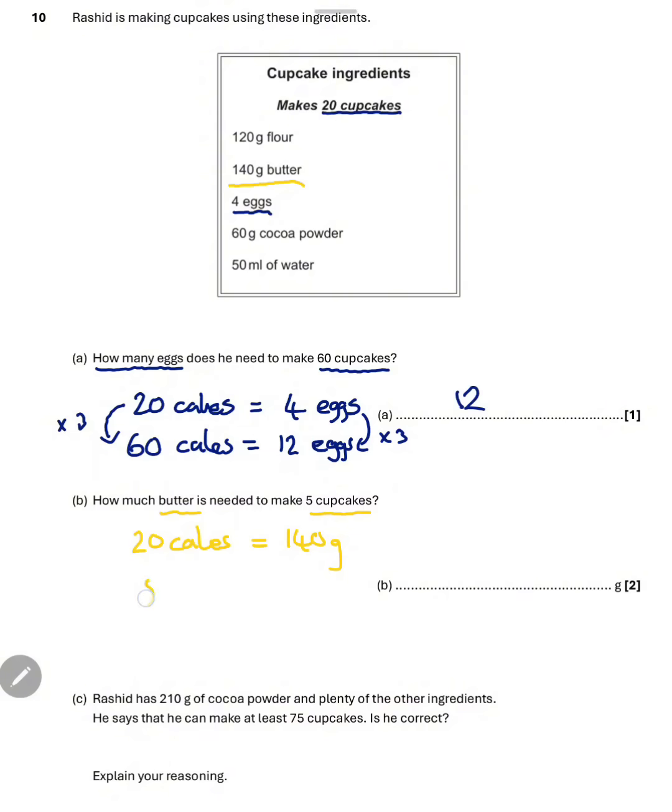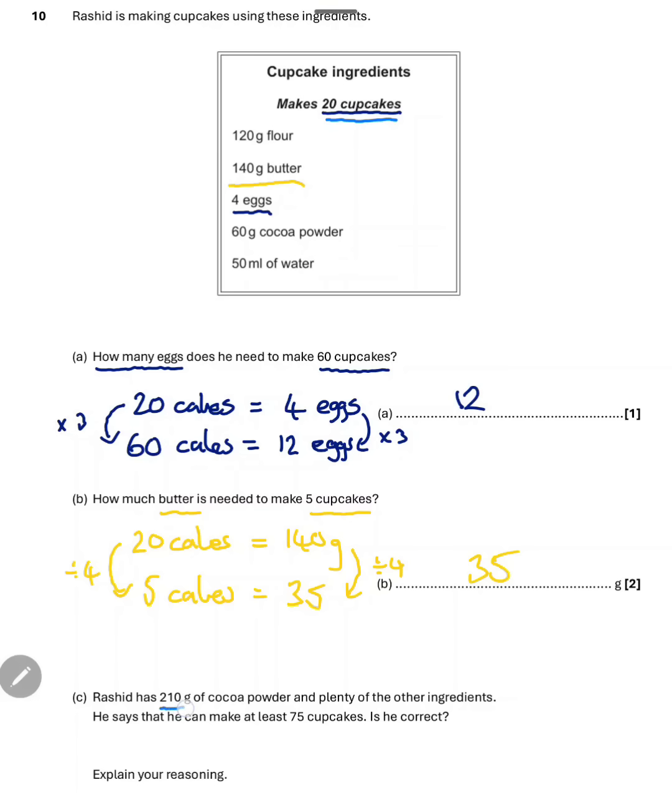And we're trying to find 5 cupcakes. And again, we're just going to figure out what we've done. It's always multiply or divide. We've divided by 4 there. 20 divided by 4 is 5. So we're going to do the same thing there. Divide by 4. In order to divide by 4, you can half and then half again. So a half of 140 is 70. And a half of 70 is 35.